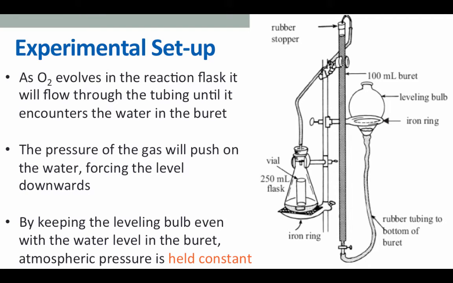The oxygen gas will flow up out of the Erlenmeyer through the tubing into the top of your burette and push down on the water in your burette. While the water is being pushed down, it's important to have someone watching the leveling bulb and moving it down accordingly. This again will maintain atmospheric pressure in the system.